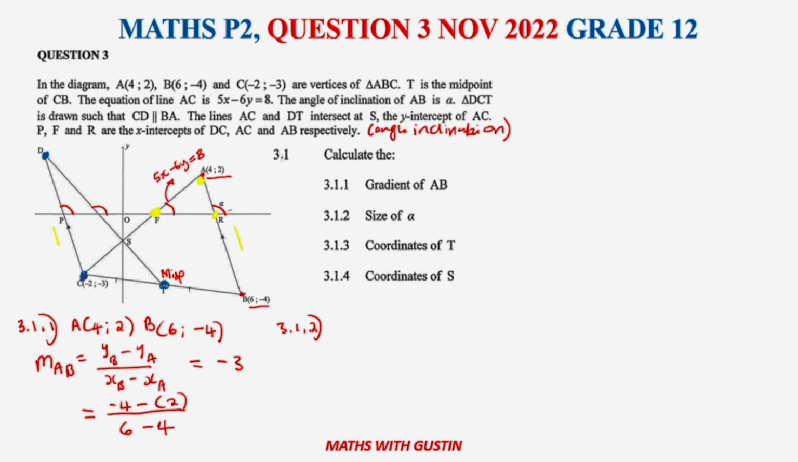But this is just a little bit of theory behind it. We know that the gradient of any line, which in this case is AB, is going to be equal to tan of the angle of inclination. This is there on your formula sheet, guys. So in this case, we have minus 3 equals tan alpha. So therefore alpha would be equal to tan inverse of 3.